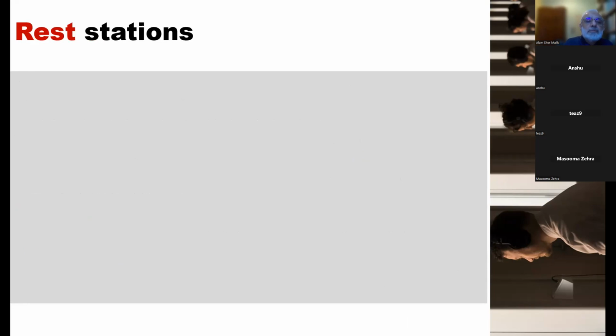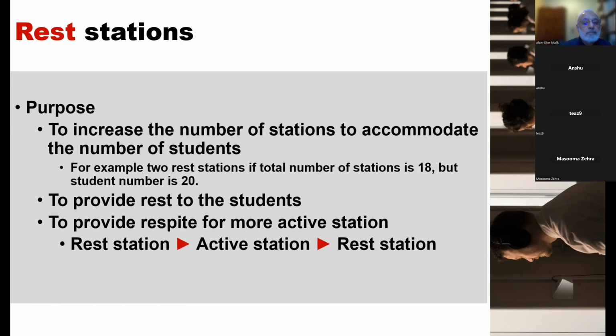Another thing is we use rest stations, and there are a number of purposes. One is to increase the number of stations to accommodate the number of students. For example, if we have 18 stations but the number of students is 20, we can create 2 rest stations to accommodate all 20 students at the same time.